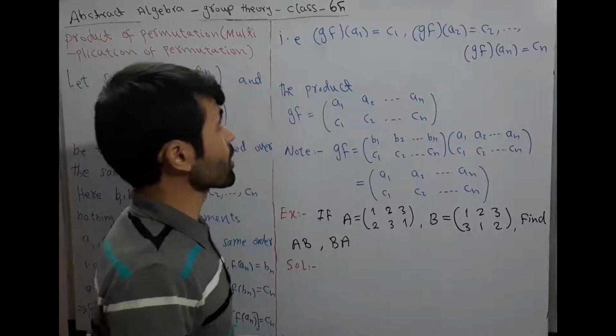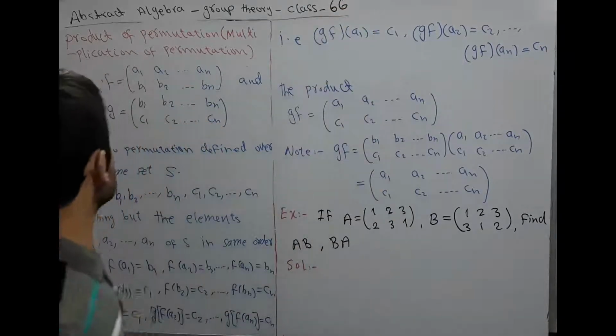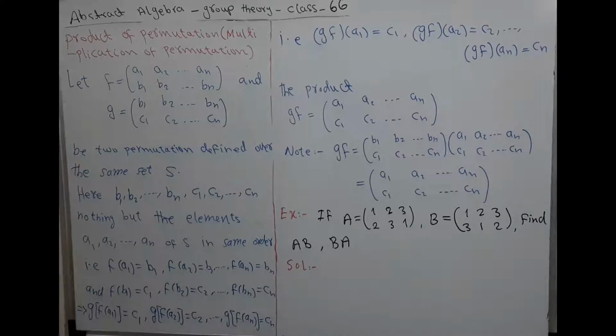It is class 66. In this class we want to define the product of permutations, and also we will solve an example. First, here is the product of permutations: how we can multiply two permutations.